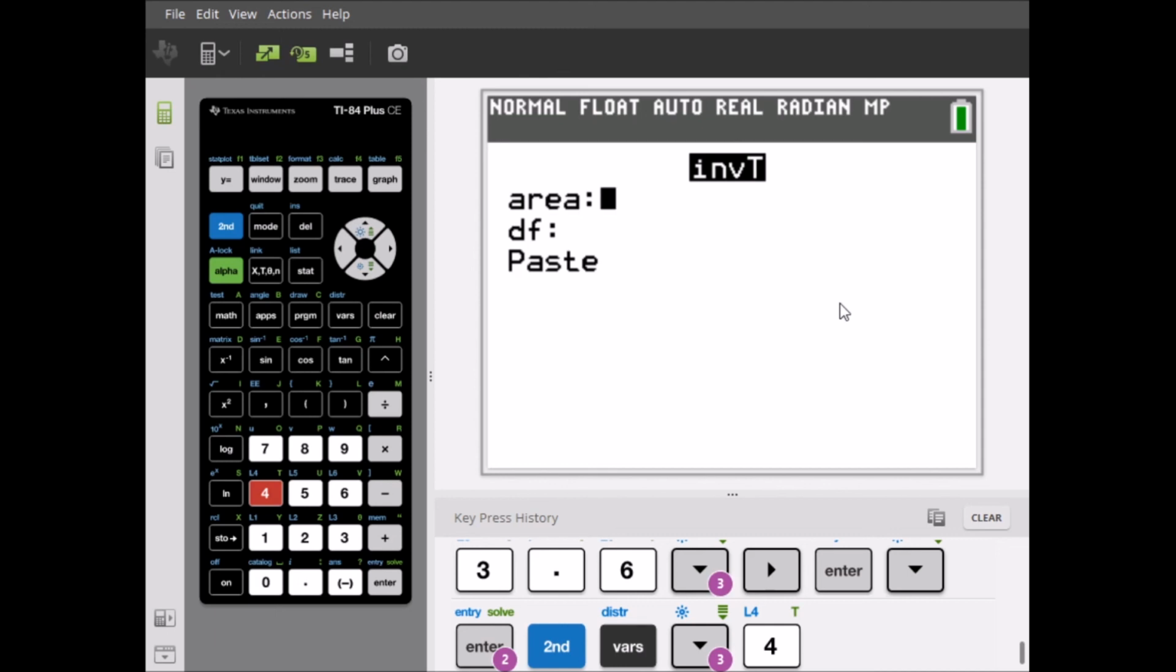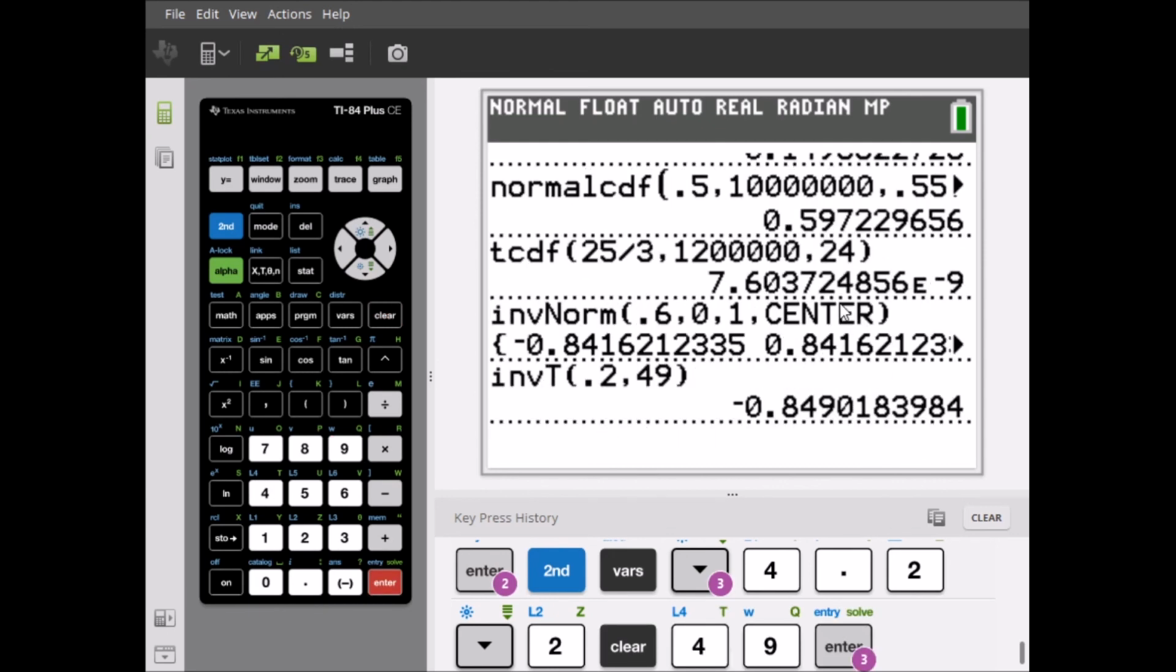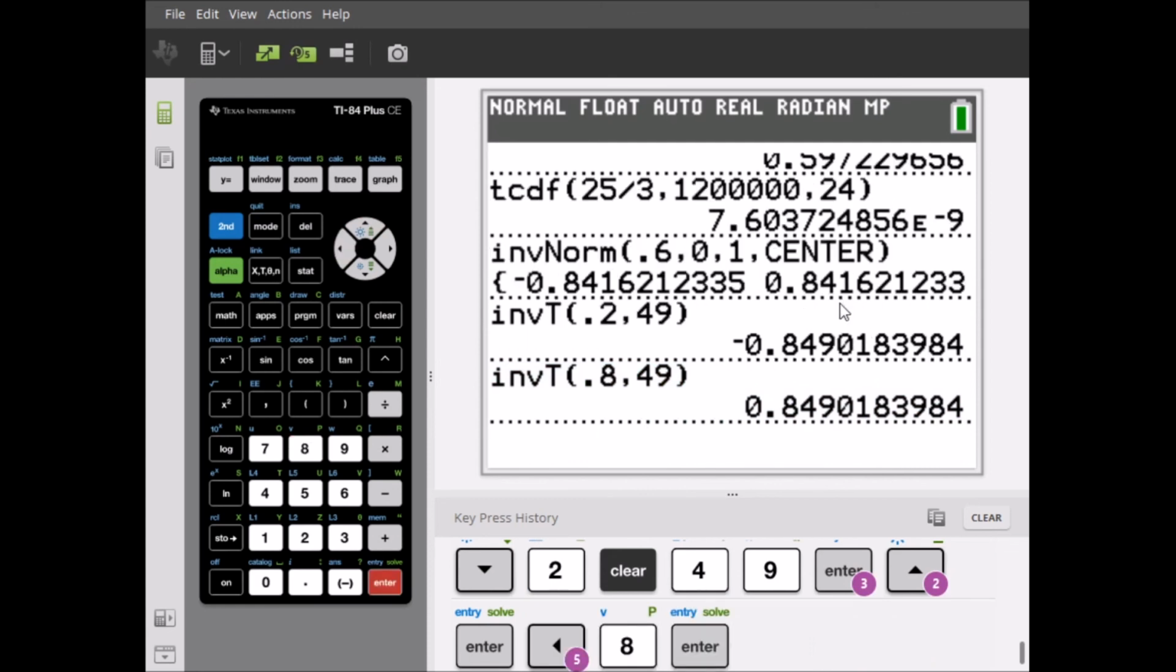So remember, we're looking for the values that cut off the middle 60% of the data. So they either cut off 20% below, meaning an area of 0.2 with degrees of freedom, we said 49 in the last one. And there we go. We could also think of this as cutting off 0.8 and 49, and that's going to give us the positive value of that.